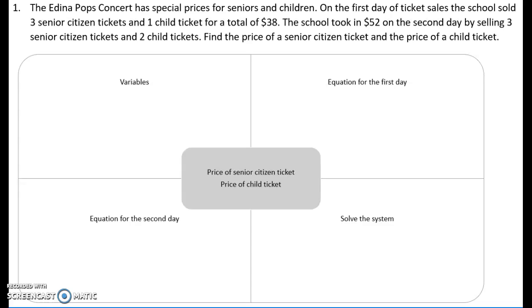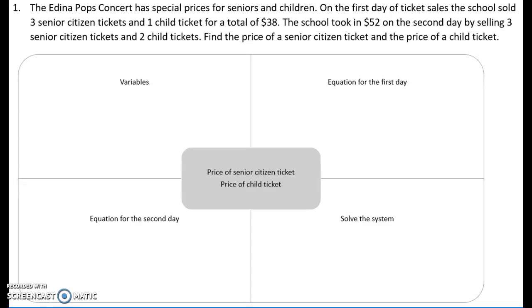So I'm going to read the word problem first. The Edina Pops concert has special prices for seniors and children. On the first day of ticket sales, the school sold 3 senior citizen tickets and 1 child ticket for a total of $38. The school took in $52 on the second day by selling 3 senior citizen tickets and 2 child tickets. Find the price of a senior citizen ticket and the price of a child ticket.